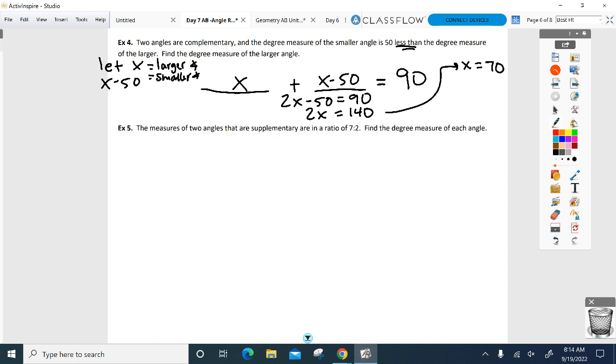This is why I like let statements. What does this mean? X equals 70. Go back to your let statement. What's x equal? So this is my larger angle. What's the problem asking me for? Go back, read the end of the problem. Smaller. Guys, just read the question. Read the question. Don't guess. Find the degree measure of the larger. Do you have larger written down? Right? Larger. And what's x? That's my larger. That's why I have a let statement. So I don't need to plug this back in. I am done.